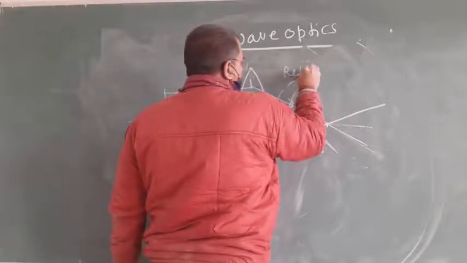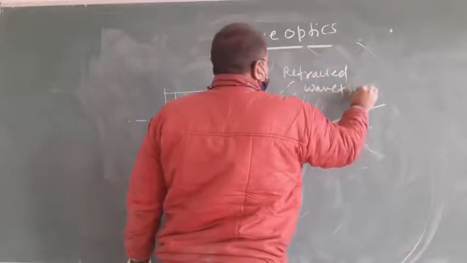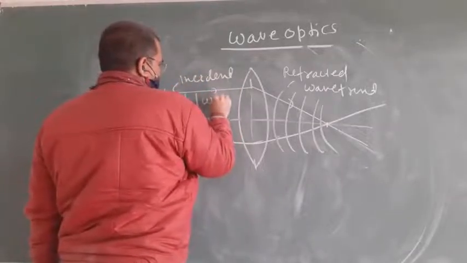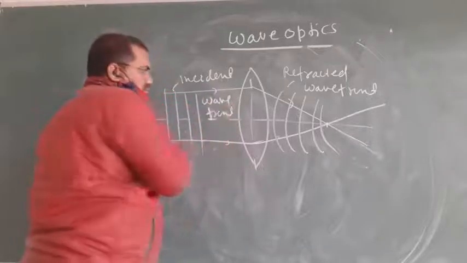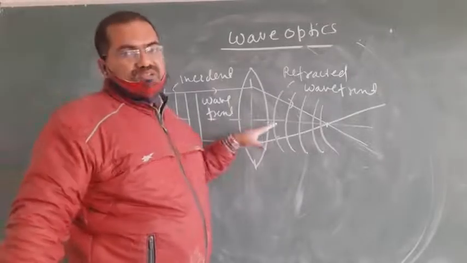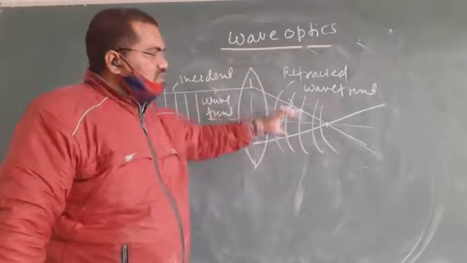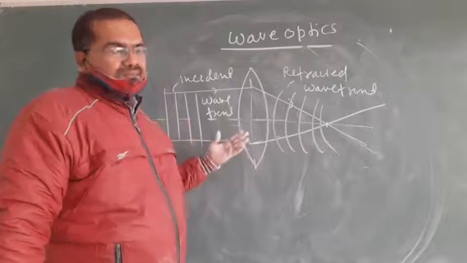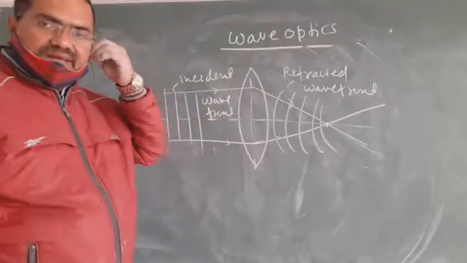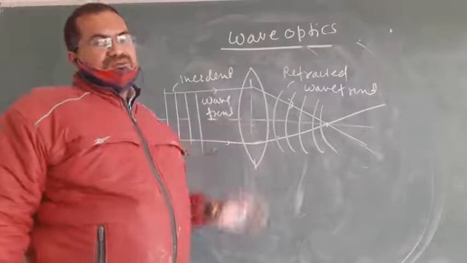Refracted wavefront, you can say refracted wavefront. This is the incident wavefront, which is planar, but after refraction through the lens, it will become a spherical wavefront, due to the convergence of the lens, because rays are radial, so the wavefront must be spherical. That's why it fulfils the condition that rays must be perpendicular to the wavefront.